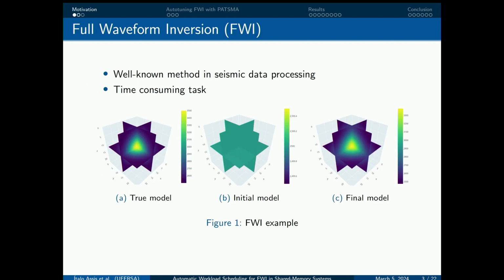So full waveform inversion, I believe most of you here are familiar with. So I'm going to just tell how it works in a nutshell. For an FWI, you basically take field data and an initial model, a poor initial model, and iteratively you optimize that model so that it gets closer to a true model, as we show here in figure 1. The main challenge in using FWI is that it's a time-consuming task, that's why we work to reduce its execution time.